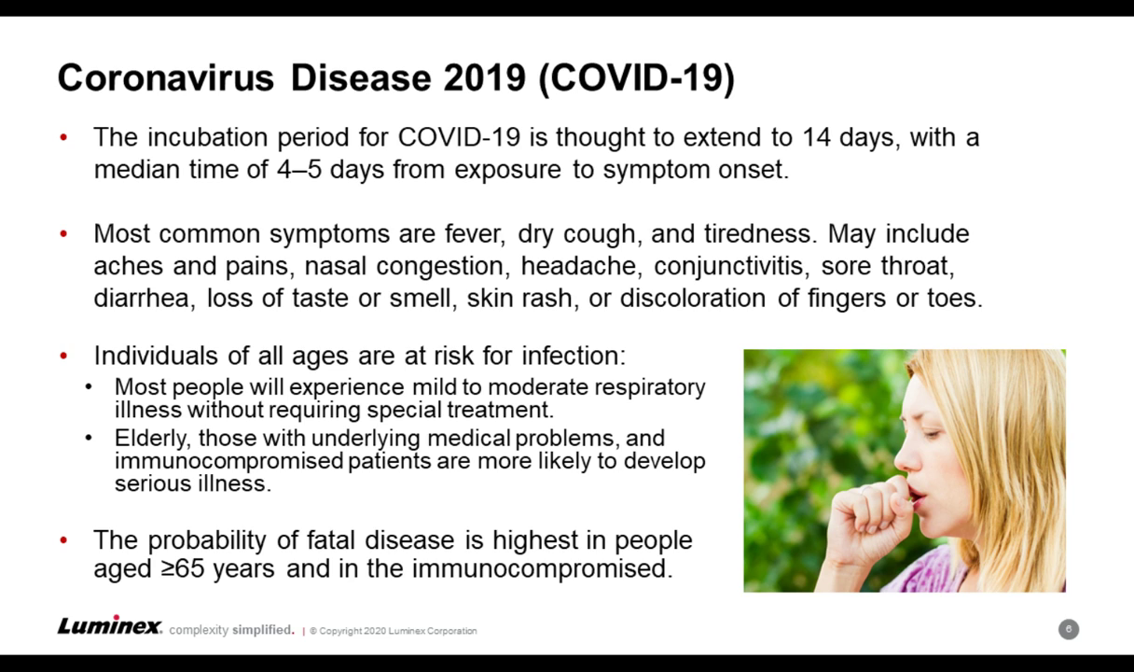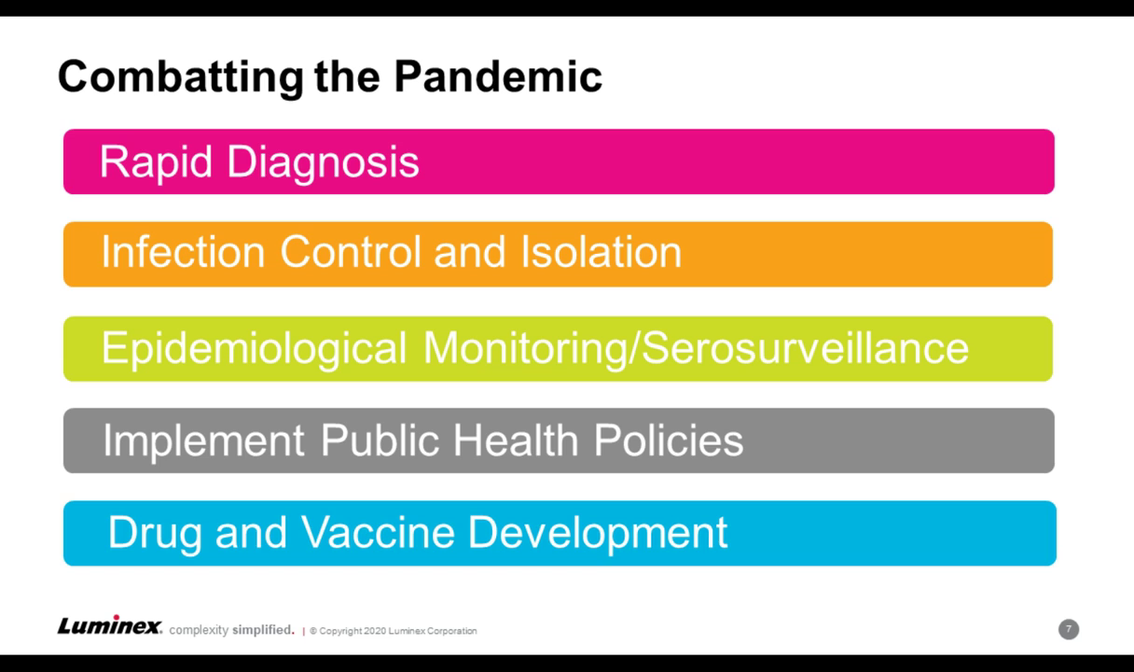Everyone is at risk for infection, but the majority of individuals will have only mild to moderate symptoms. Those with underlying medical conditions, the elderly, and the immunocompromised are more likely to have serious illness. And the fatality rate is highest in the immunocompromised and those 65 and older.